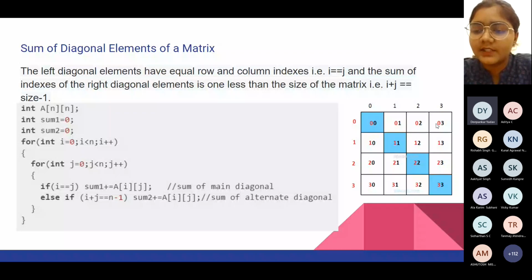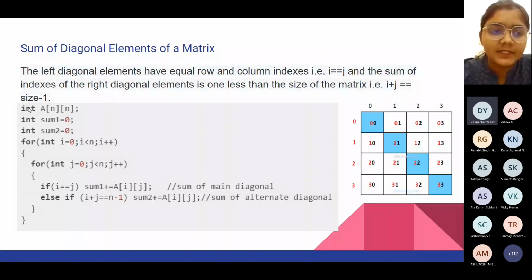On the other hand, for the alternate diagonal, let's say the indices 0,3, 1,2, 2,1, and 3,0, their sum will be equal to n - 1. In a normal matrix you would see their sum as n, but as we discussed here, as the indices start from 0, we always consider i + j equals n - 1.